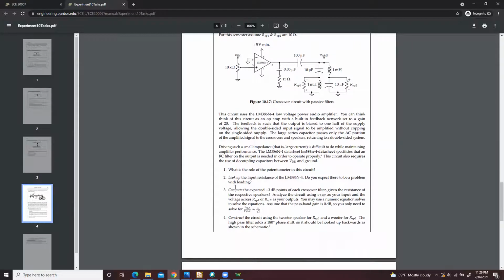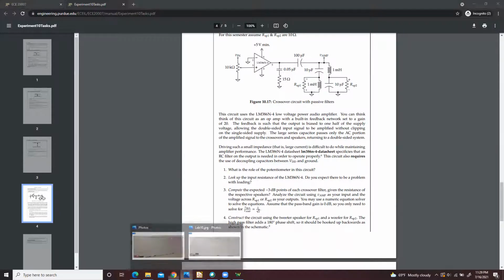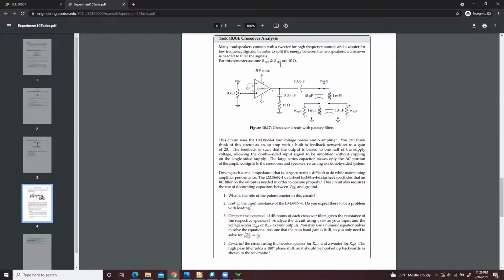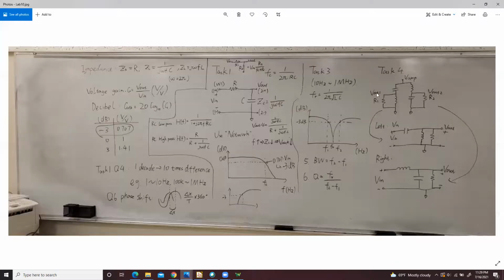Okay, then step number 3, you want to compute the -3 dB point for the filter. Although this is the circuit for this task, the filter is only this part, after the amp. That's the filter. Which looks something like this, and actually this is 2 filters. The left one is something like this, the right one is something like this.